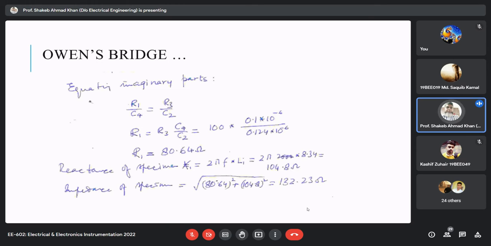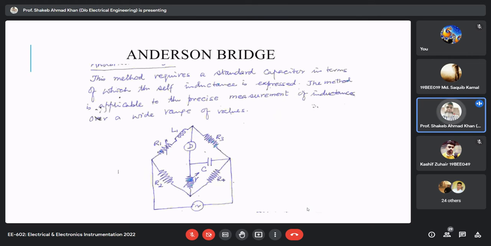Okay, let's calculate this. Now this is another bridge, the Anderson bridge, and this bridge is considered one of the best bridges for measurement of inductance.